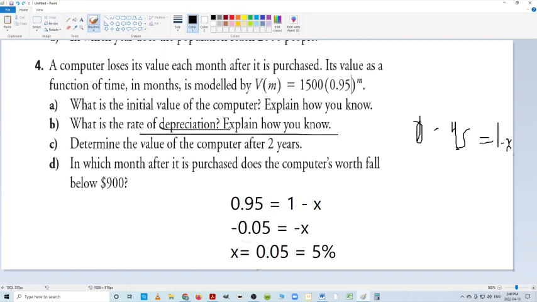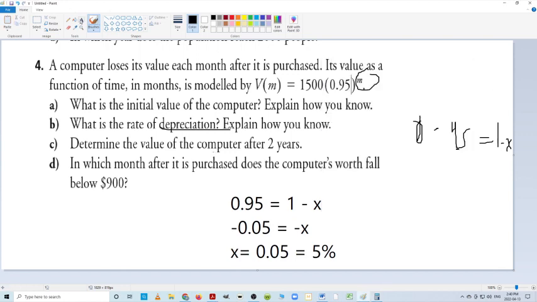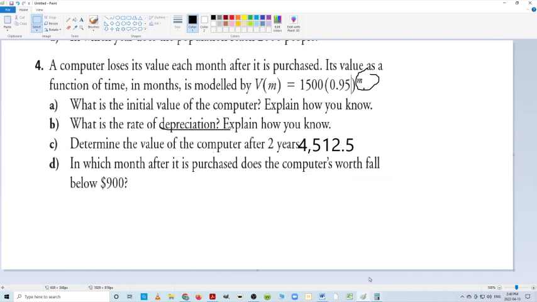Determine the value of the computer after 2 years. That's simple. We put a 2 here. So we put 0.95 to the power of 2. And then we multiply it by the initial value of the computer. And after 2 years, the computer, if I were to resell it, is only worth this much, $4,512. Depreciation is a very real thing, and almost everything you buy depreciates, except right now real estate, but everything else depreciates.